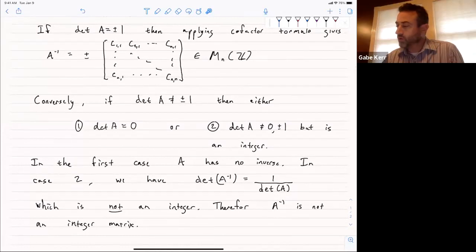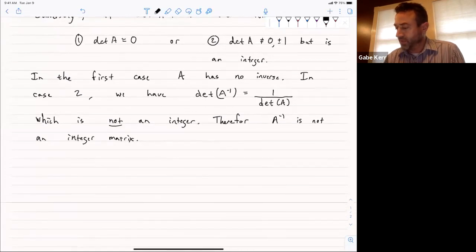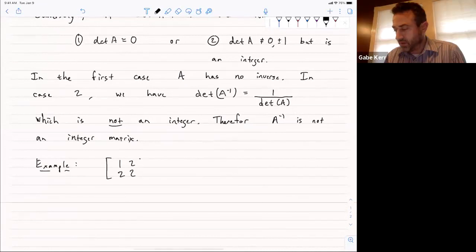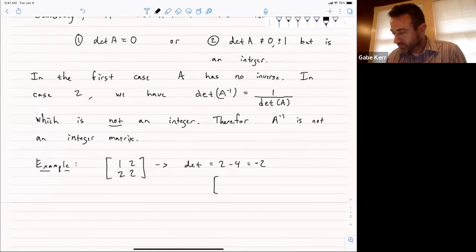You can do a simple example too if you want, just to illustrate the point. So if you look at an example like 1, 2, 2, 2, and we take the determinant of this, you'll get 2 minus 4, which is -2, right? And now you can apply this cofactor formula here, and you get a 2, a -2, a -2, and a 1.